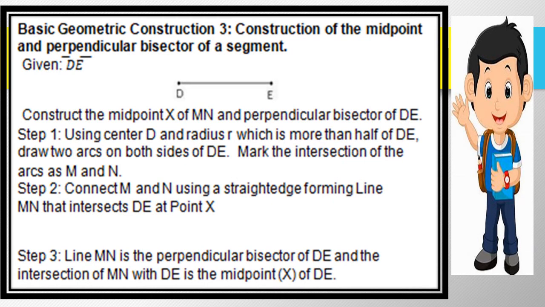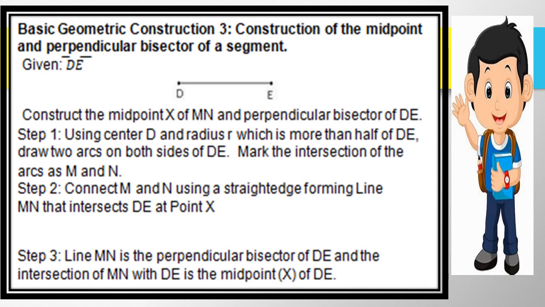Basic Geometry Construction number 3. Construction of the midpoint and perpendicular bisector of a segment. Given line segment DE. How to construct the midpoint X of line segment DE and the perpendicular bisector of DE.